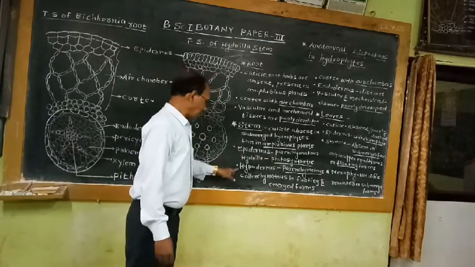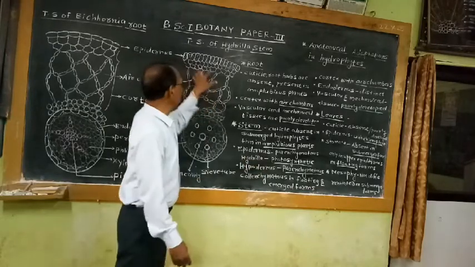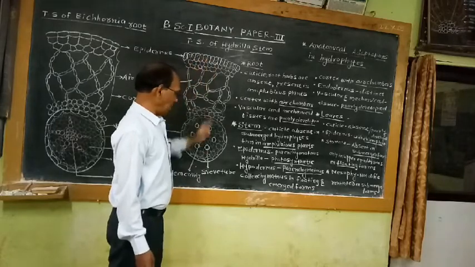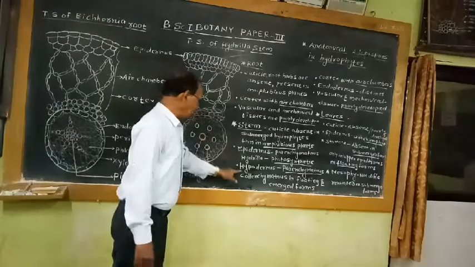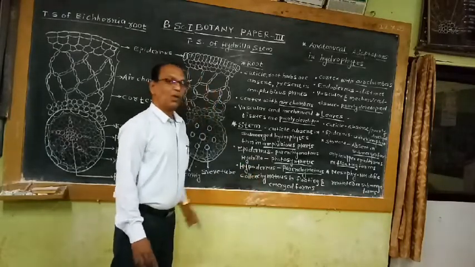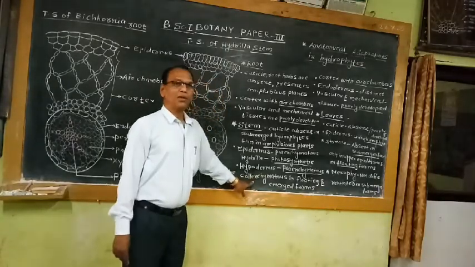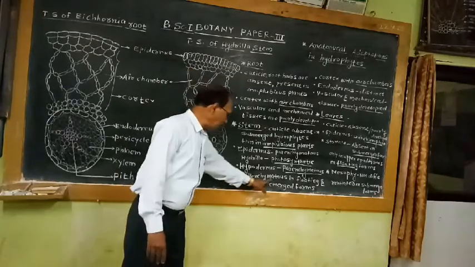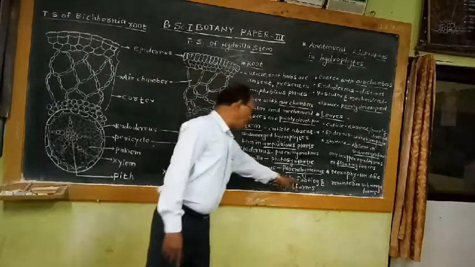Then below this epidermis there is the hypodermis. In Hydrilla, this hypodermis layer is parenchymatous, made up of thin-walled, compactly arranged parenchyma cells. But in some other plants, the hypodermis is made up of another tissue known as collenchyma. Collenchyma is a simple tissue that acts as a mechanical tissue.